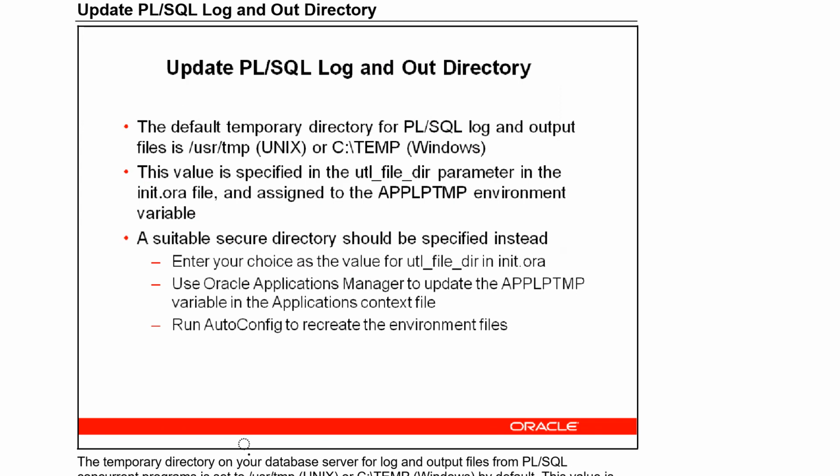So in 19c in particular, the UTL_FILE_DIR has been deprecated. It's no longer a parameter in the init file. So it has to be handled a little separately. When we do an upgrade, I'll be showing you the importance of that.